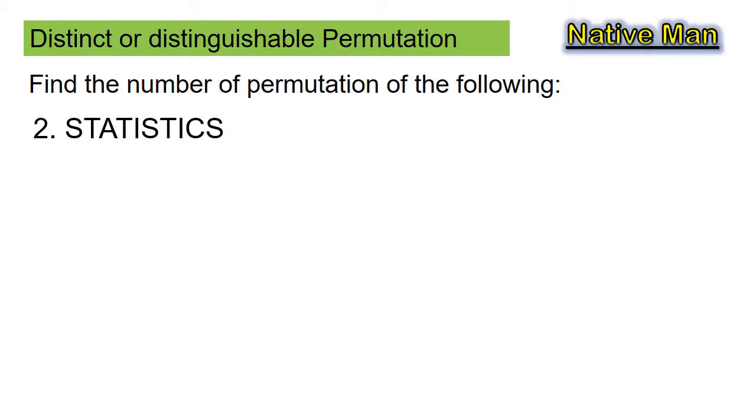Okay, so for number 2, the word is statistics. How many S? Bilangin natin: 1, 2, 3. So, there are 3 S. Then, nung another letters na magkapareho ay T. So, there are 3 T. And then, meron pa, there are 2 I. Okay? So, wala na po.